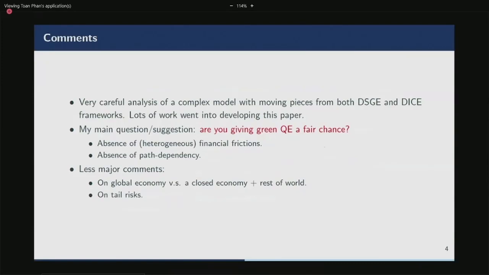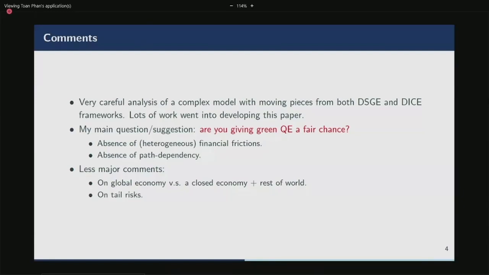So my comments are as follows. I have several of them. The first, a general observation, is that it is a very careful analysis of a complex model with many moving pieces, from both the DSGE literature and the DICE frameworks.